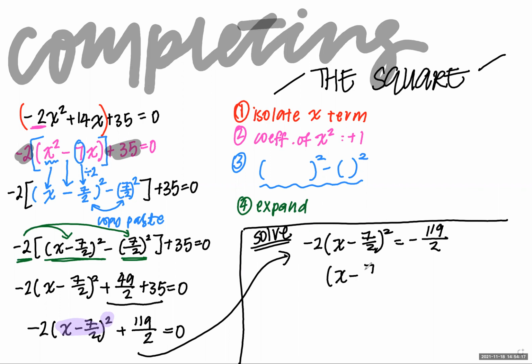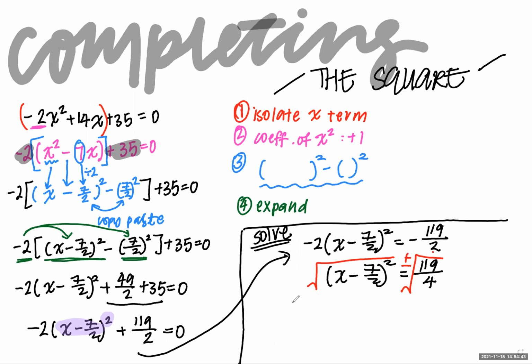You'll get x minus 7 over 2 square is equal to negative 119 over 2 divided by negative 2. That will give you 119 over 4. Then because you have this square, to get rid of this square means you got to square root both sides. But you need to be really careful. Whenever you square root, you need to put a plus minus.